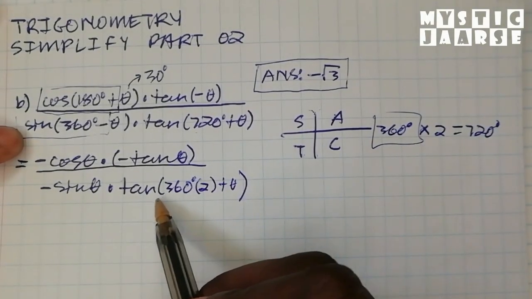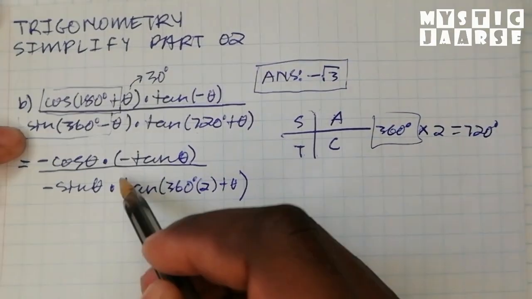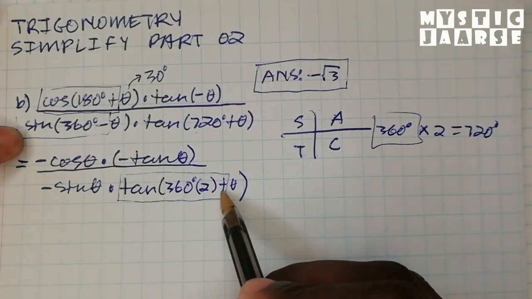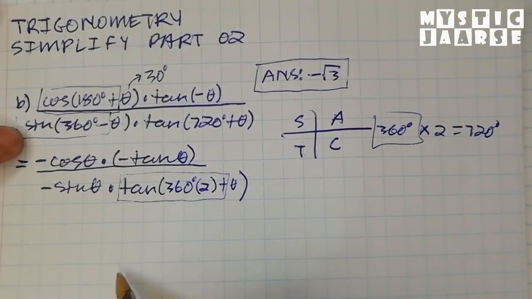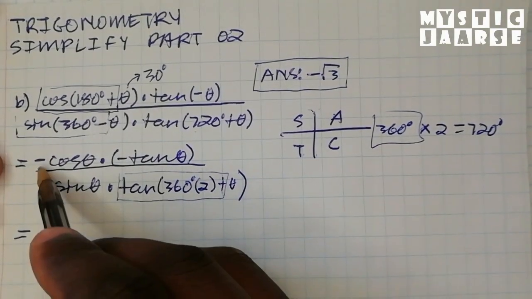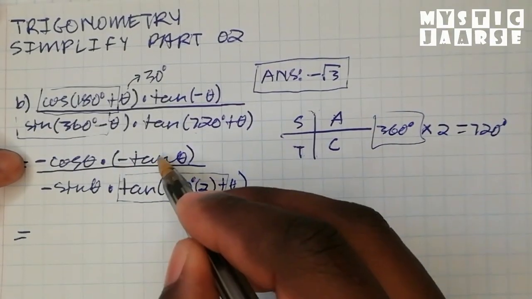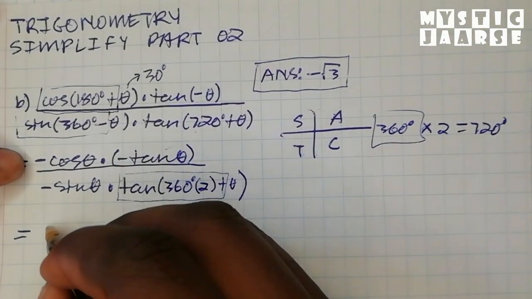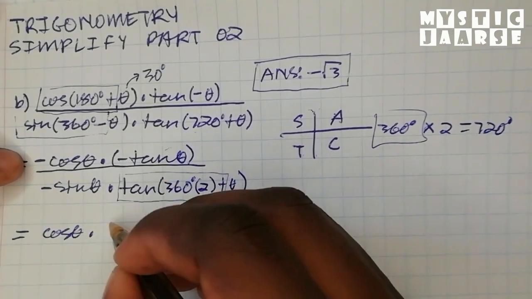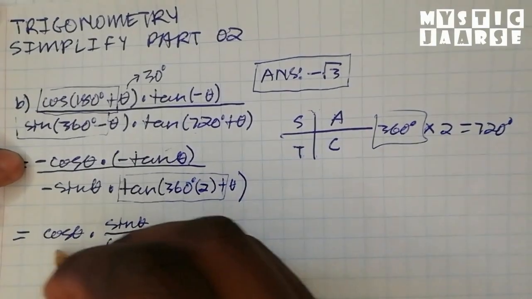Now it is in a form that we can totally understand, because we can now say we have tan of 360 plus, but we have two 360s here. We're going to have negative multiplied by negative, you will get a positive, and we need to expand tan theta, so we will be having cos theta times tan theta is sine theta divided by cos theta, right?